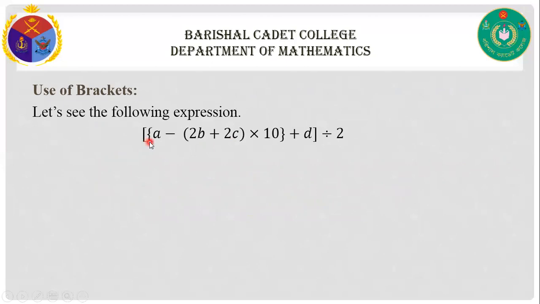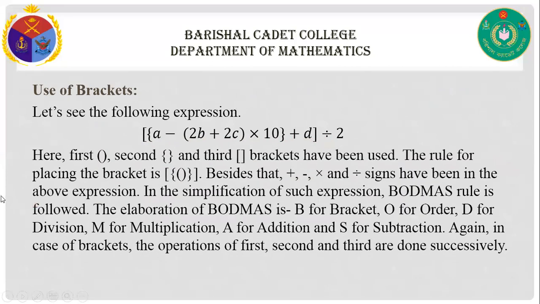Third bracket, second bracket, a minus first bracket 2b plus 2c, first bracket close, into 10, second bracket close, plus d, third bracket close, divided by 2. So here first bracket, second bracket, and third bracket have been used. These three brackets are used in this expression.